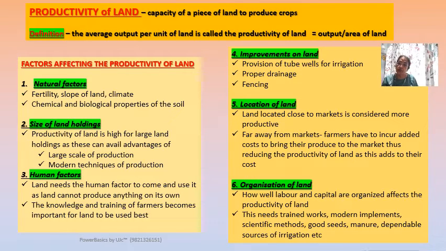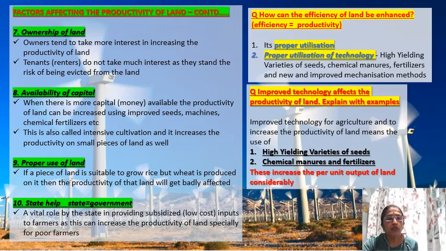Now, organization of land. How well labor and capital are organized also affects the productivity of land. You need trained workers, modern inputs, scientific methods, good seeds, good source of irrigation. These things, if they are there, if land is organized well, productivity of land goes up. So we continue now with the factors affecting the productivity of land. We've done 6 topics already.